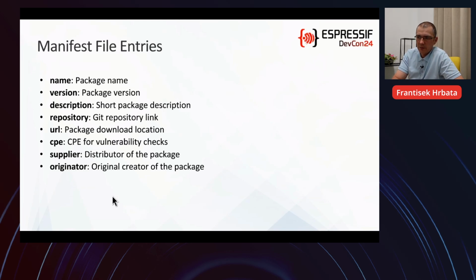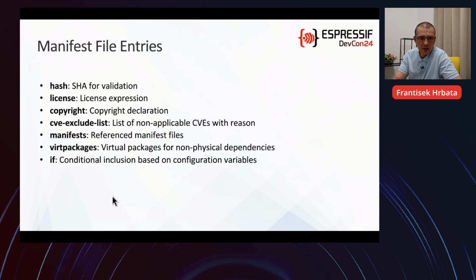Supplier is who is distributing the package, and originator is the original author of the package. For example, esp-idf is using FreeRTOS, and the FreeRTOS component contains a copy or adjusted copy of the FreeRTOS operating system. So the originator is Amazon Web Services, but the distributor is Espressif, the supplier. Then you can specify a hash.